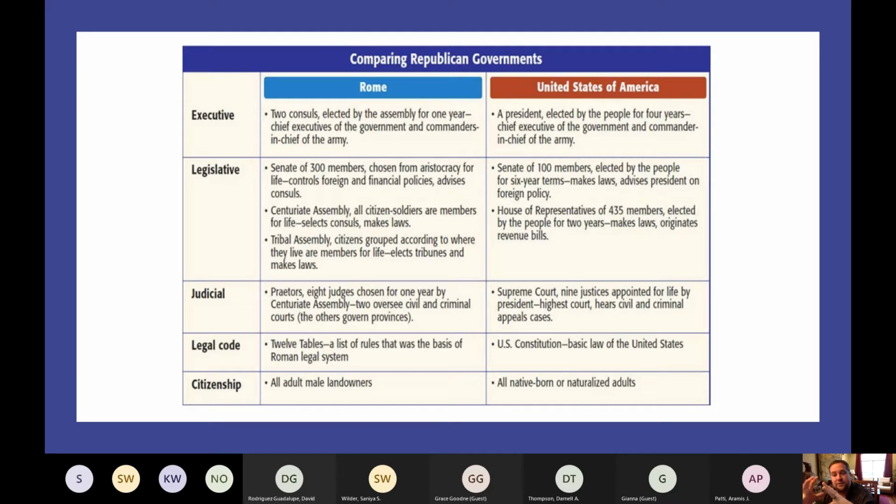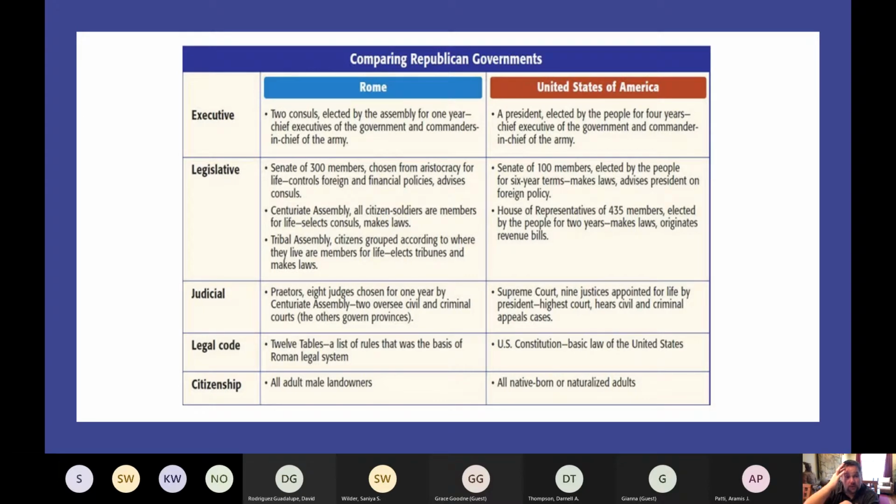So let's take a look at this chart and look at the different aspects. The executive, kind of the person in charge in Rome, those are consuls, and there were two of them. They were elected by the assembly, right, for 1 year at a time. In the United States, we have a president, right, and they're elected for 4 years, and they're elected by the people directly. So both in Rome and in the United States, the executive is kind of the person in charge of the army.